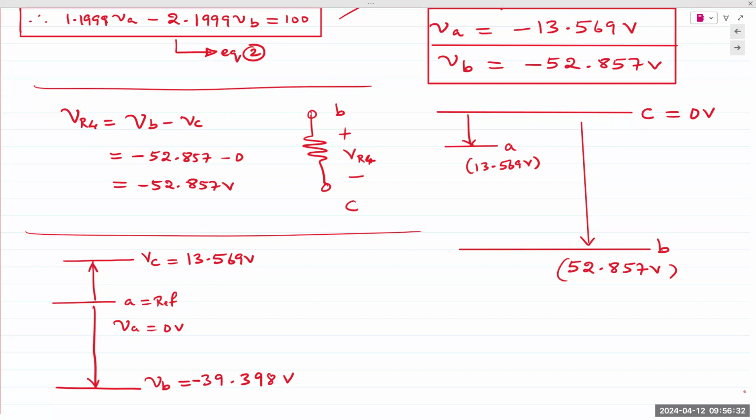As I said, you can practice this problem. You know the answers, right? You can practice this problem with your reference at A. You can practice this problem again with your reference at B. The equations will not change unless you change the direction of the current. The current direction you could possibly change depending on which node you choose as your reference, but you don't have to. You can still keep the currents the same.